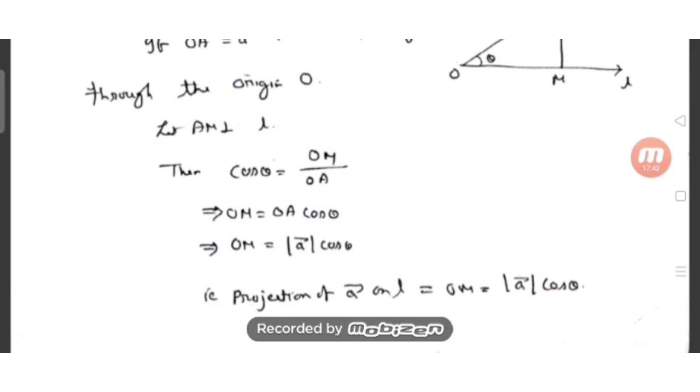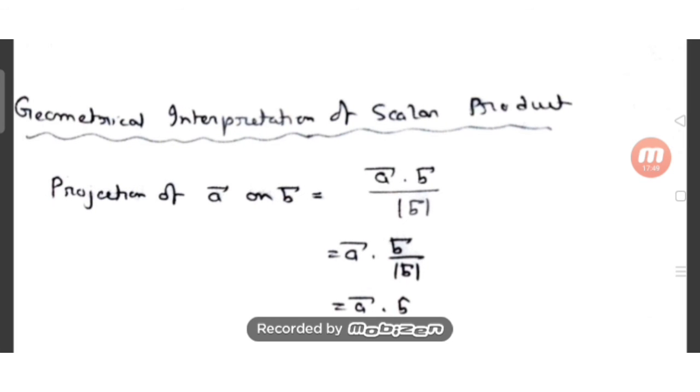The projection of a vector on a line is the magnitude of the vector into cos of the angle between the vector and the line. Similarly, next I just want to give the geometrical interpretation of the scalar product.